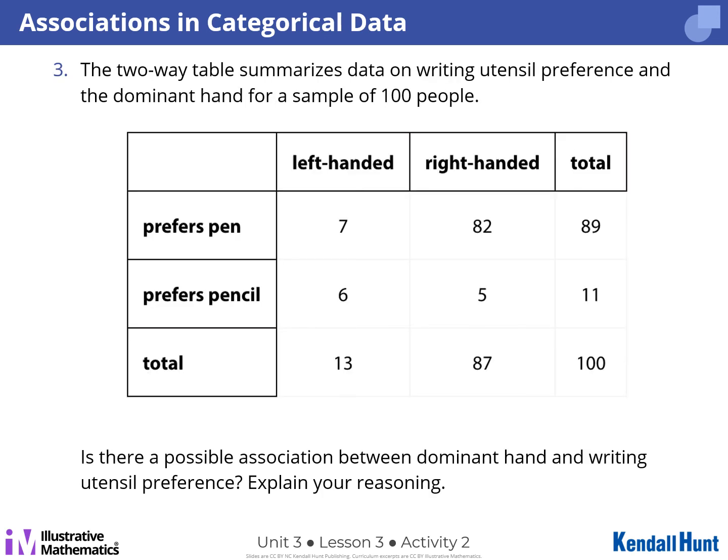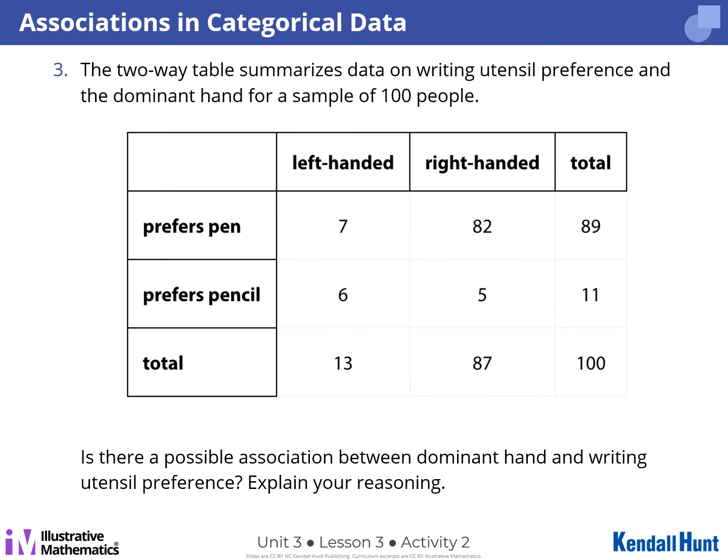Here we have another two-way table summarizing data on writing utensil preference and whether you are right-handed or left-handed. I myself am left-handed, and I'm really not surprised at all that there's very little difference between preference of pen or pencil, because as a lefty, when I write, my hand drags across my paper and I end up with ink or lead all on the side of my hand. It doesn't matter. I am intrigued that 82 of 87 right-handers prefer pen and only 5 preferred pencil.